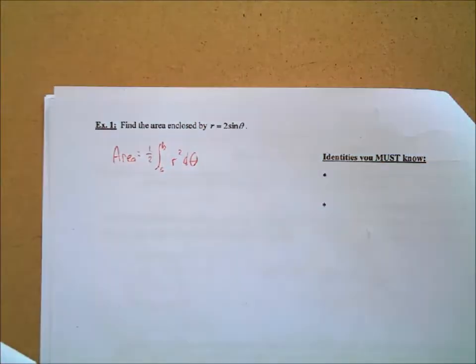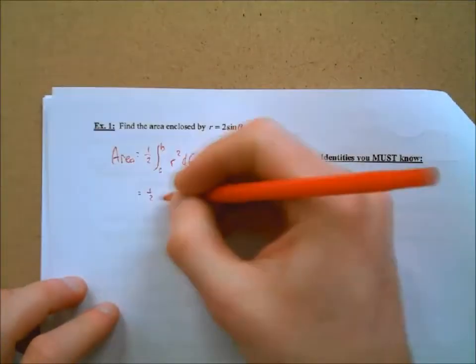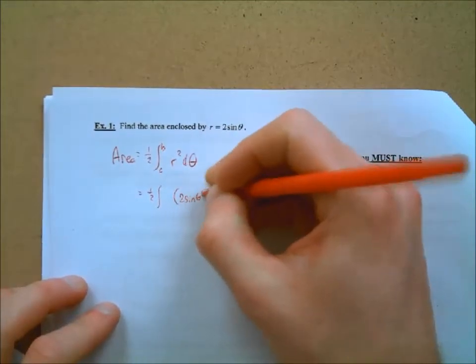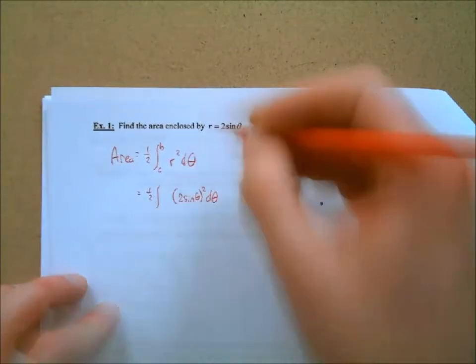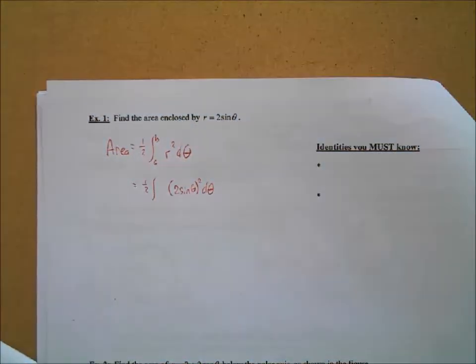So there's our area formula, but we need to come up with, well, we have an r, that's easy enough. It's just 2 sine theta, squared, d theta. We've got to come up with these limits of integration. It doesn't tell us what to integrate over here. And so it's up to us to figure out what is the area enclosed by that 2 sine of theta there.